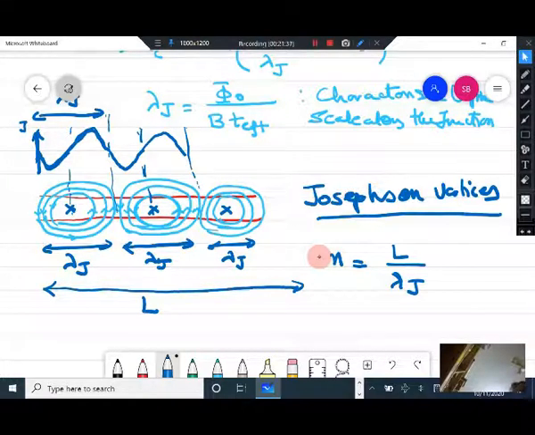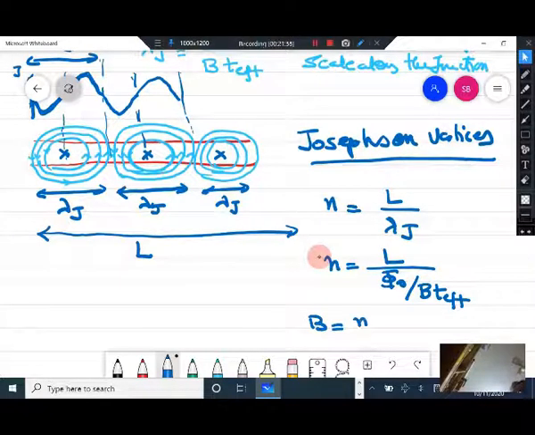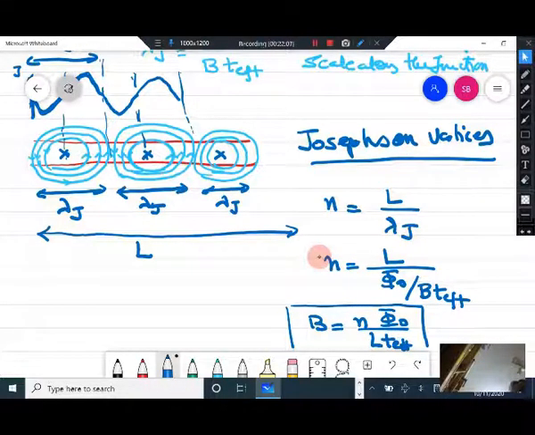For a given value of magnetic field, n is equal to L divided by phi naught divided by B into T effective. So you can write B is equal to n into phi naught by L into T effective. So if you have a junction of length L in a magnetic field B, you can find out how many vortices are going to be accommodated. If you have given the magnetic field, length of the junction, T effective, and you know phi naught, you can find out how many such Josephson vortices are going to be present inside the junction.